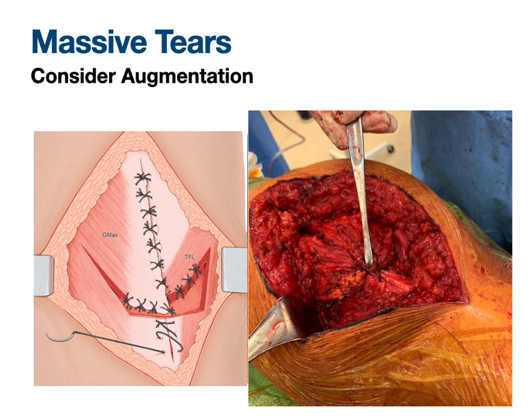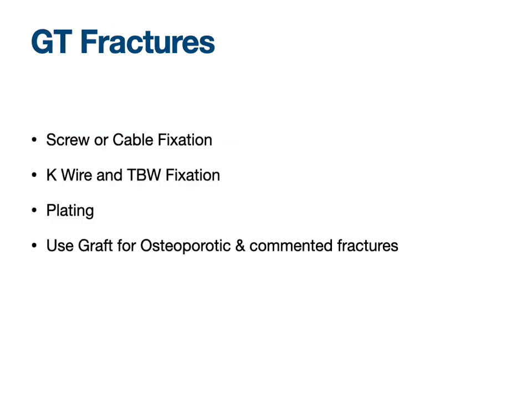Now, coming to the most common disruption, which are the greater trochanter fractures. In cases of greater trochanter fracture, we have the option of a screw or cable fixation. We can use K-wire and TBW. We can plate and graft, bone graft, autologous. Usually, if you have a fracture, you can get it from the femoral head itself, or otherwise an allograft with a BMP is an option when you are dealing with an osteoporotic and comminuted fracture.